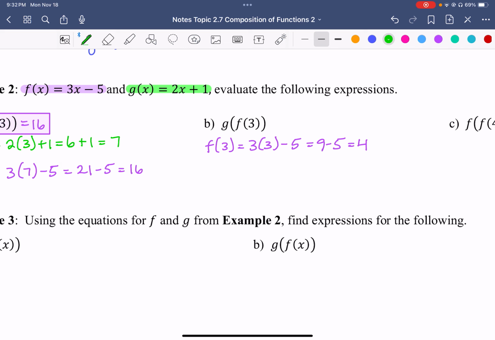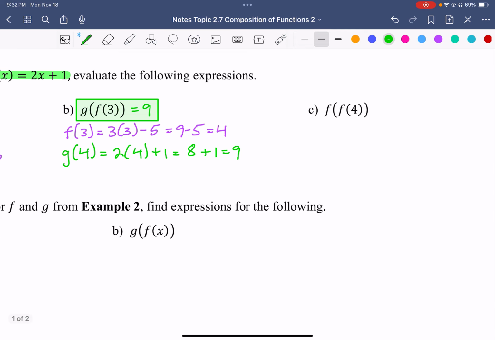Now that answer, they want me to plug it into the outside function, which is g. So I'm going to do g of 4, which is 2 times 4 plus 1. 2 times 4 is 8, and 8 plus 1 is 9. So g of f of 3 is 9.